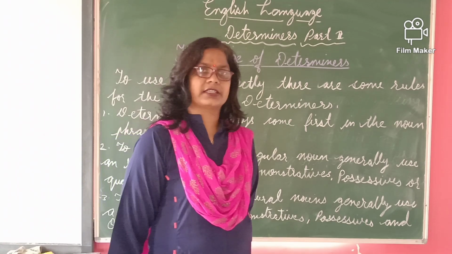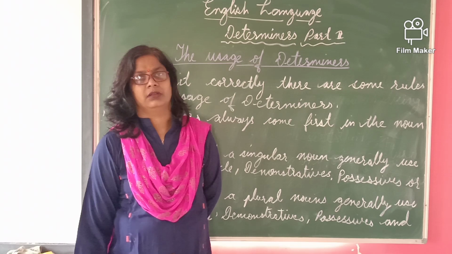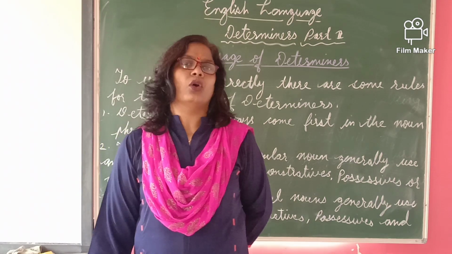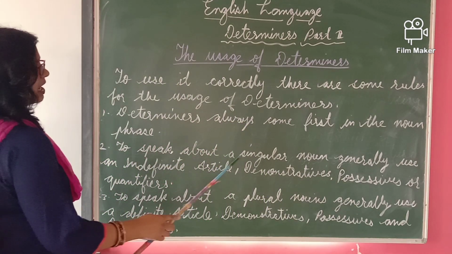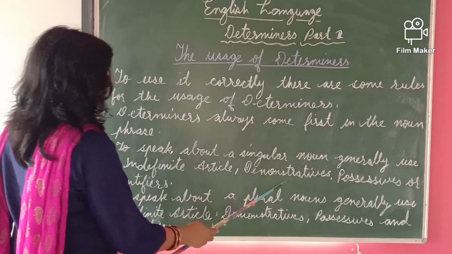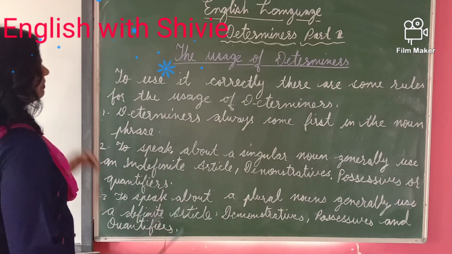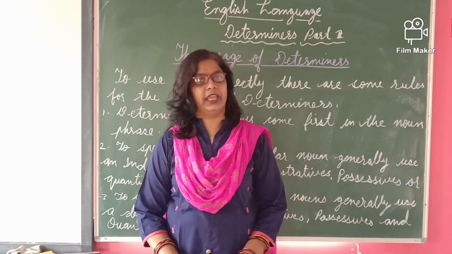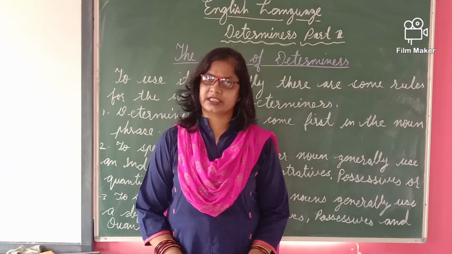We have seen always that before the noun phrase, determiners will be used. This is the first and most common point, that before the noun we will always use determiners. To speak about a single noun, we generally use an indefinite article, demonstrative, possessive or quantifiers. To speak about a singular noun, such as girl, board, table, we will use the indefinite articles.